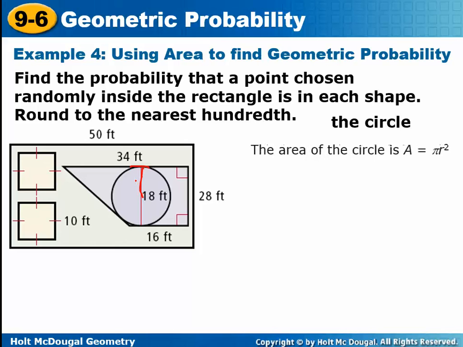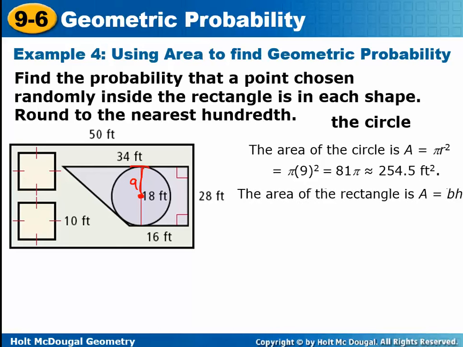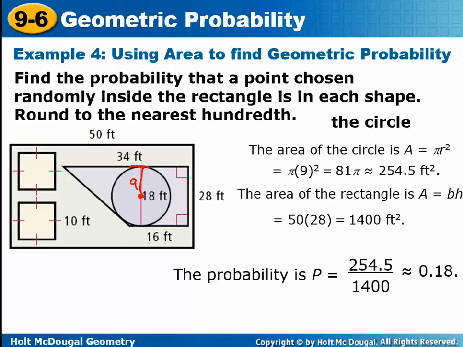It's got a radius of 9, because I know that because the diameter is 18. Area of a circle is pi r squared. So we plug that into the formula and get 81 pi, or about 254.5. So the area inside that circle is about 254.5. Now we need to find the area of that whole rectangle, which is base times height, or 50 times 28. That's equal to 1,400 feet squared, and then the probability that the point at random will lie inside the circle is this number, 254.5, over 1,400, and then you can get a decimal approximation that this probability is about 0.18.